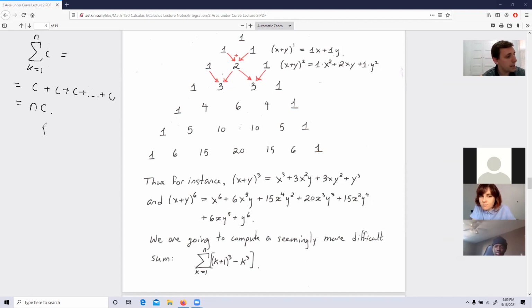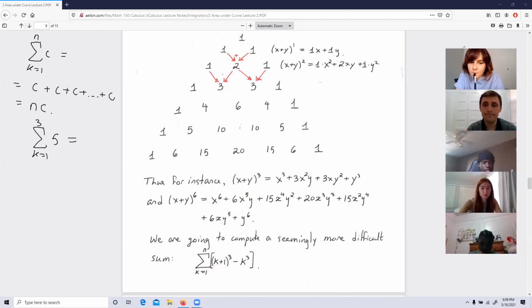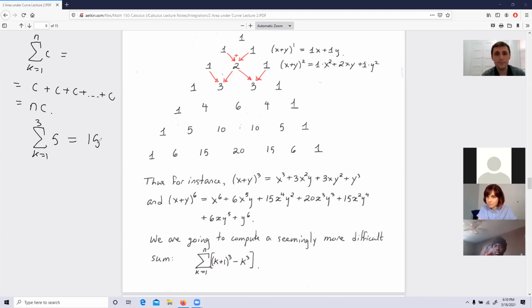So for instance, if I add up, let's say k is equal 1, 2, 3, and I add the number 5, please tell me what's the number. I want a very fast response rate. What number am I getting? Not 5 cubed, 5 multiplied by 3. Yes, it's 5 plus 5 plus 5, 3 times. So this is 15 is what I'll get. Good. Beautiful.